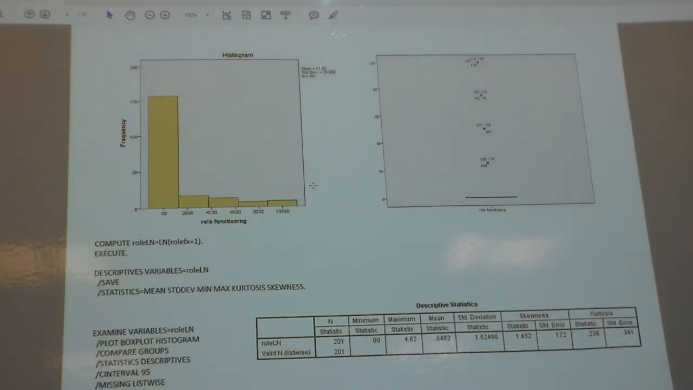Now, one thing to recognize, right? If I have 5 values in my raw variable, and then I take the natural log and transform this variable, okay, how many values am I going to have in my transformed variable?